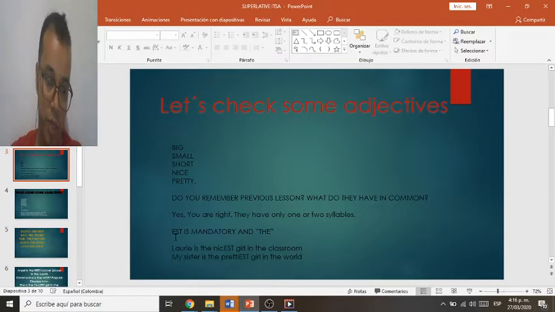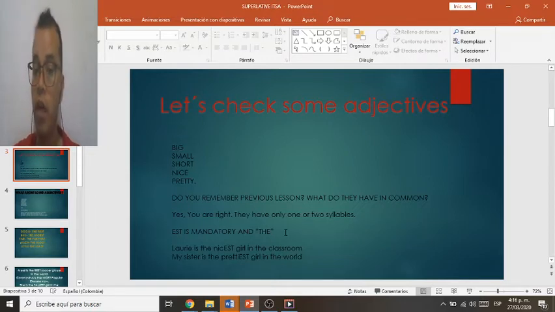EST. So you can see here, EST is how we form the superlative. But not only EST is necessary for superlative. It's going to be mandatory the. When we have the comparative, you know that the most important is than. Well, with superlative, you need to use the. THE. In superlative, let's check some examples.